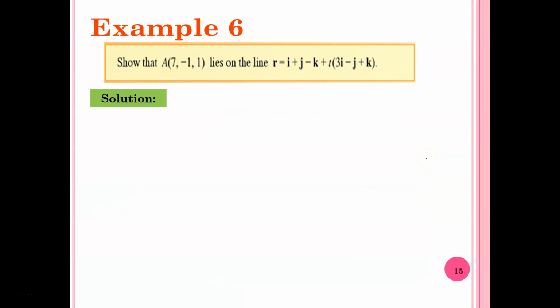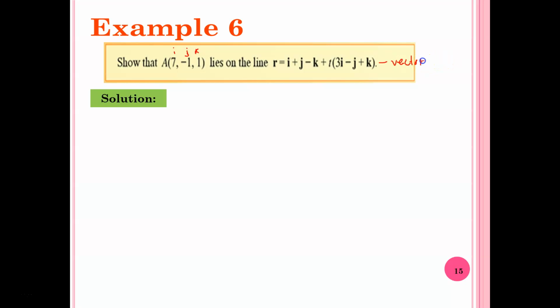Okay, the next example: show that the point (7, negative 1, 1), that is 7i minus j plus k, lies on the line r, and so on. So this is the vector equation. Remember, this is the vector equation.